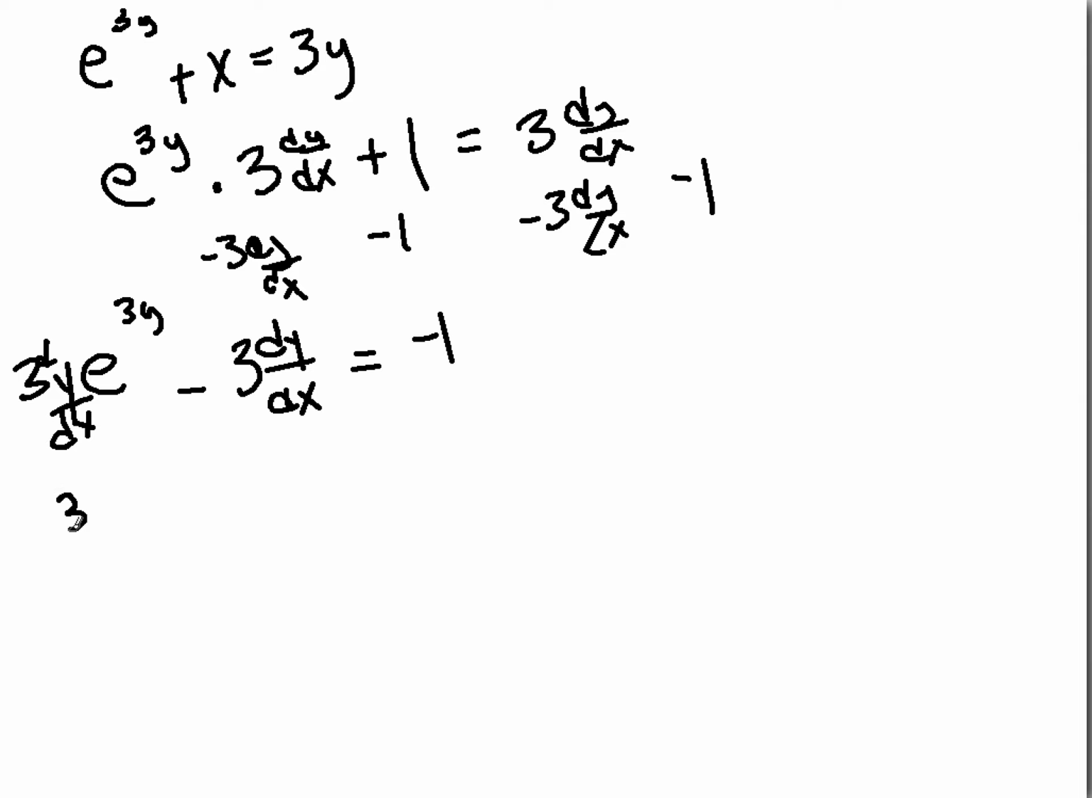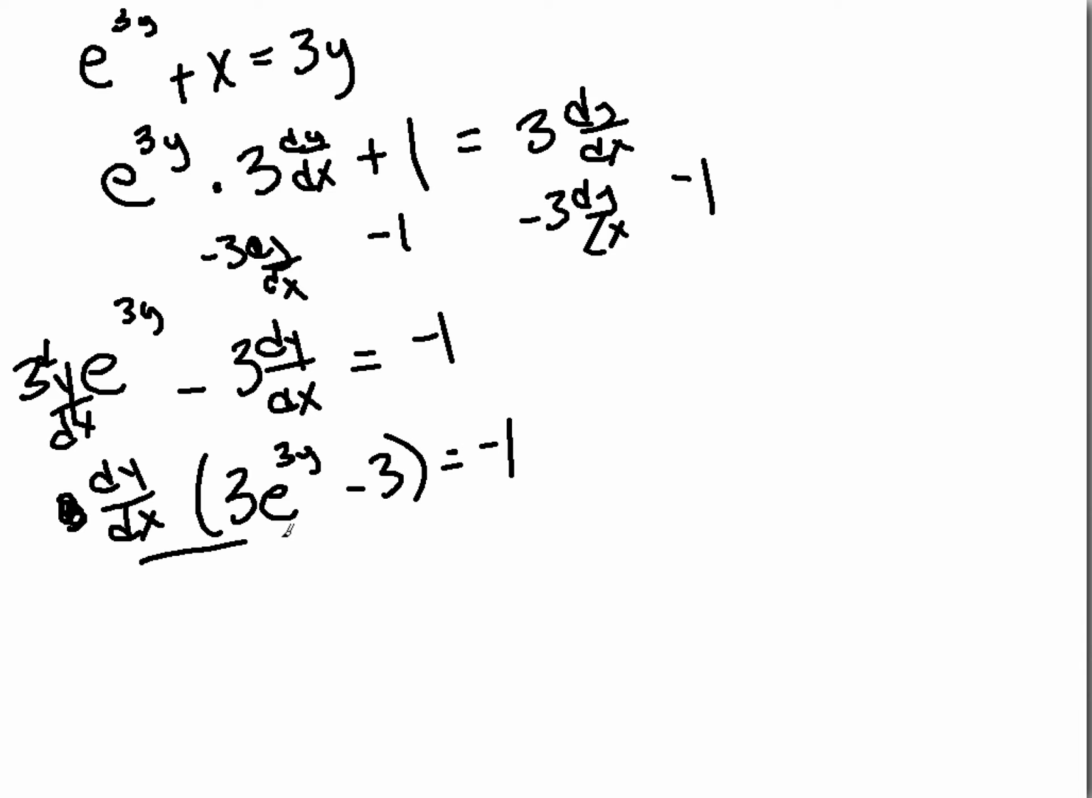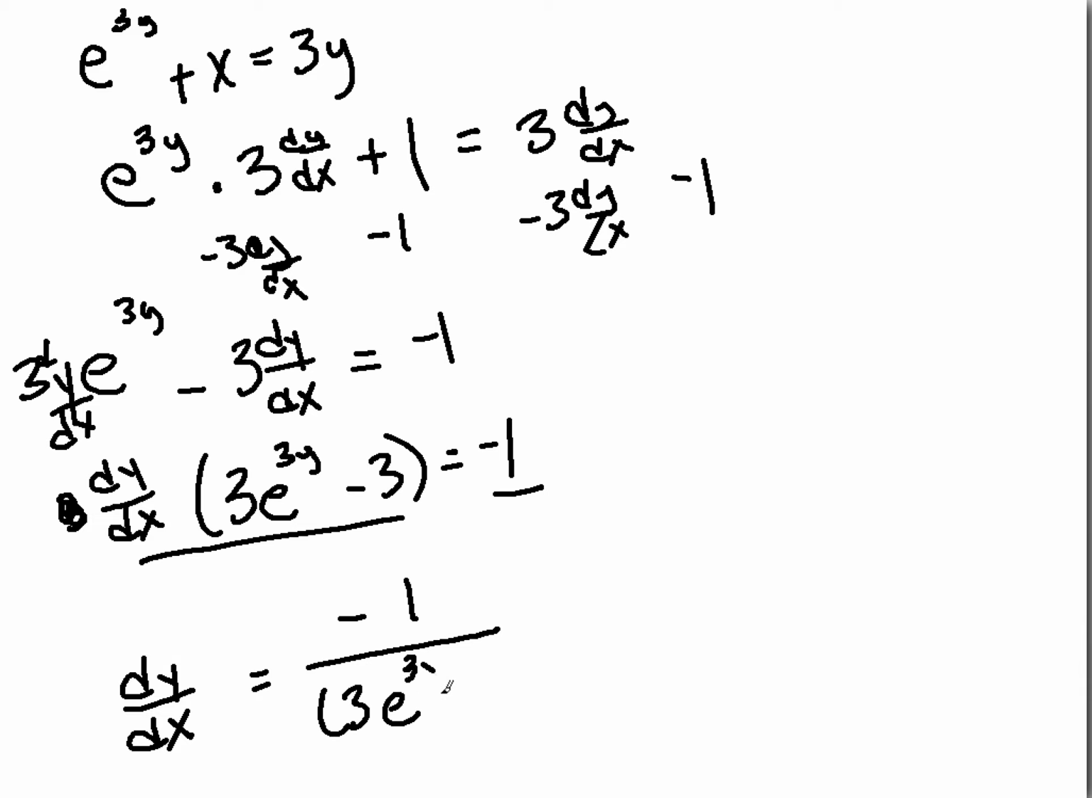So then I'm going to factor out the dy/dx, because that's what I'm wanting to solve for. And I'm going to get 3e to the 3y minus 3 equals negative 1. I'm going to divide both sides, and I get that my first derivative is going to be negative 1 divided by 3e to the 3y minus 3.